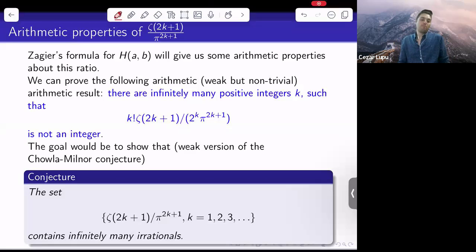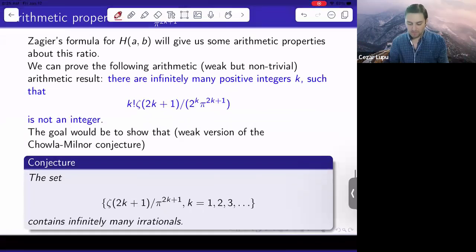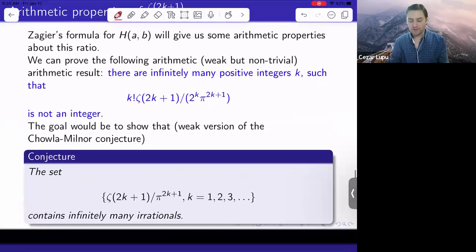And the best thing would be to show the weak version of the Chowla-Milnor conjecture, which basically says that the set of this ratio, zeta of 2k plus 1 over pi to the 2k plus 1, contains infinitely many irrationals. So at this point, even this would be out of reach for us. Okay, so these are the arithmetic parts of this.